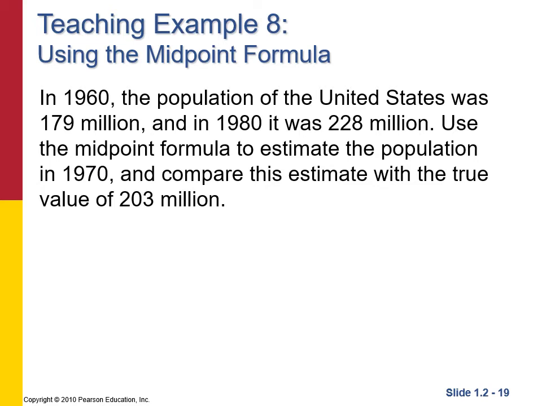Again, this is another midpoint formula application. I'm going to kind of skip through here. So 1960 was 179 million. In 1980, there's 228 million. Use the midpoint formula to estimate the population of 1970 and see how close it is to the value of 203 million.